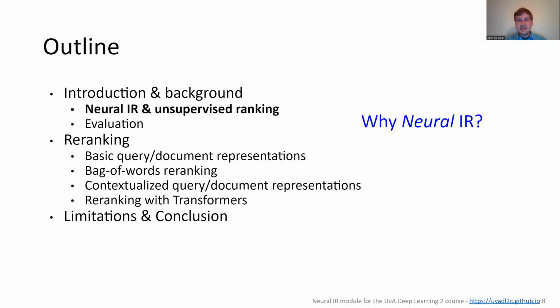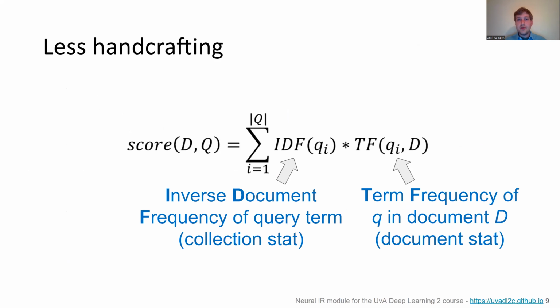And really, I like to get things started by asking, why are we interested in neural information retrieval specifically? Well, there's a few reasons. First of all, as you're of course familiar with from Deep Learning 1 and other courses, deep learning is very good at representation learning. So this can reduce the handcrafting we need to do when performing a retrieval.